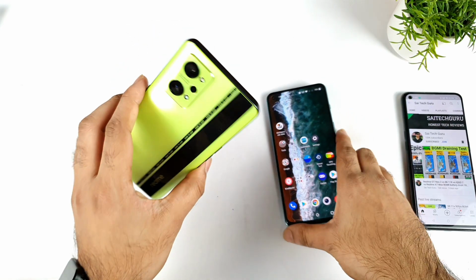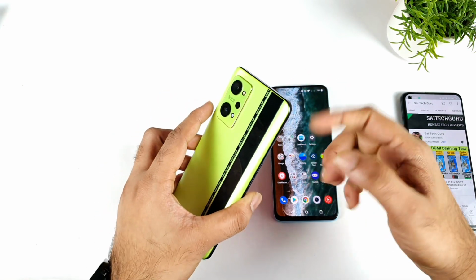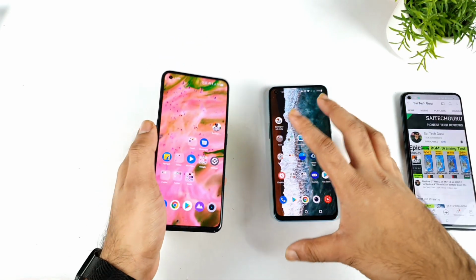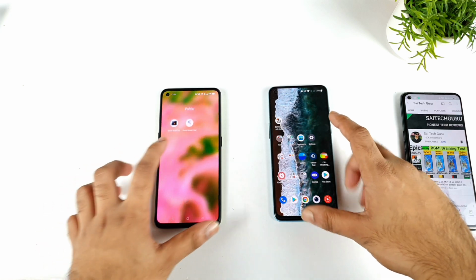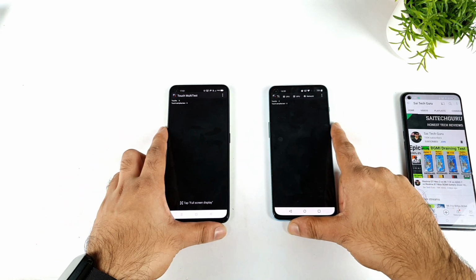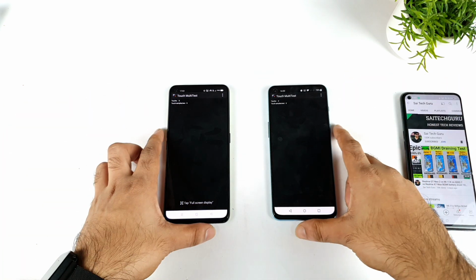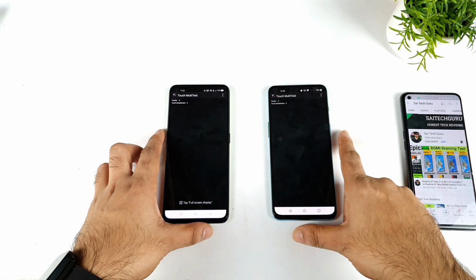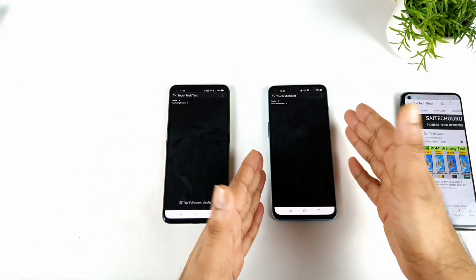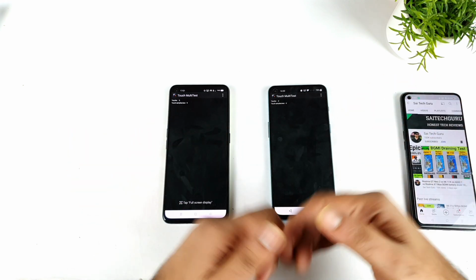The Realme GT Neo 2 has a touch sampling rate of 600 Hz. That's what Realme claims, and I'll try to demonstrate what value we actually get by default. Let me open the application which measures the touch sampling rate on both phones. Using this application, we can find out the maximum touch sampling rate. For the OnePlus Nord 2, the company claims 180 Hz touch sampling rate, but what we get by default is slightly different. I'll try to explain.